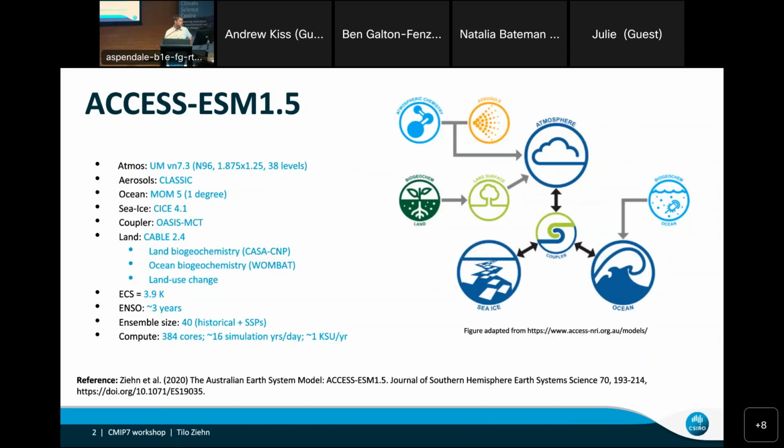I listed the equilibrium climate sensitivity here, 3.9 Kelvin, because it's been talked about a lot. ENSO frequency is roughly 3 years. Because of the low to medium computational requirements, we could run large ensembles with the ACCESS ESM, in the order of 40 for historical and a large number of future scenarios as well, including extensions. It's set up on 384 cores, and we get about 16 simulation years per day. And the resource usage is about 1 kilo service unit per year.